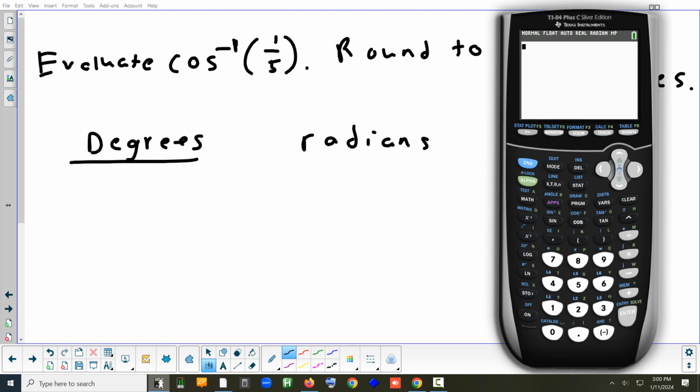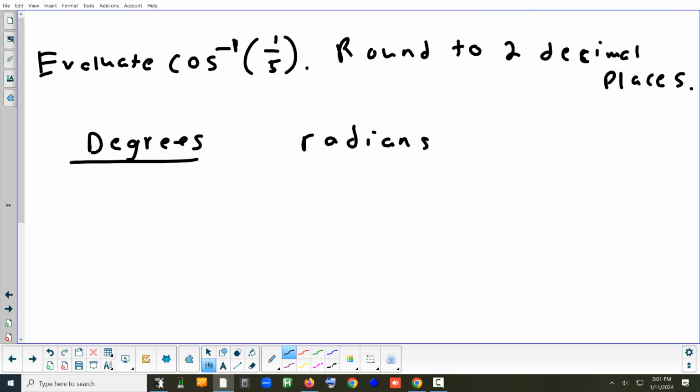Based on how my calculator is set up right now, which one of these am I ready to do first? Degrees or radians? Radians. Yeah, we're ready to do radians. So how do you type in the inverse cosine of 1/5? Second cosine 1 divided by 5. And if we round that to 2 decimal places, we get 1.37. So there's our answer in radians.